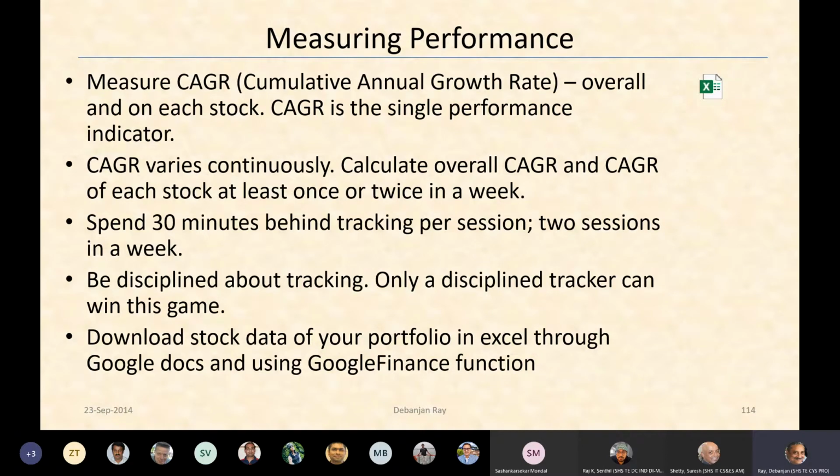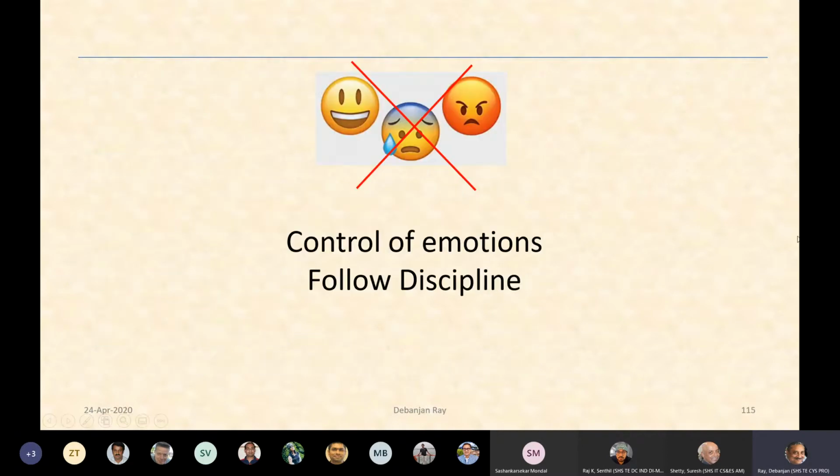And the last one, I've already shown the Google Face. One of the important things is control of the emotions. This is the most important. You have to be aware in the stock market. In the stock market, it is simply following the discipline, nothing else. Have a strategy, follow the discipline. Do not fall victim to the emotions. Many people fall victim to the emotions, and then they lose from the stock market.